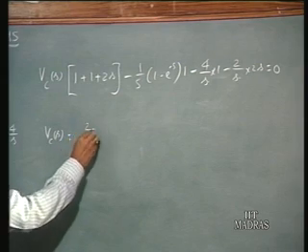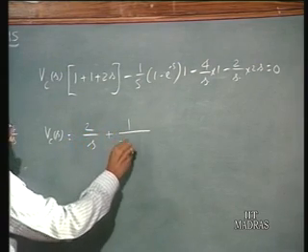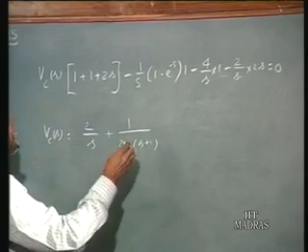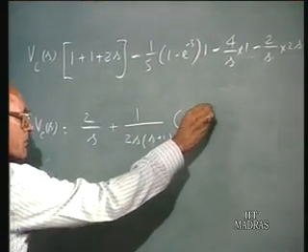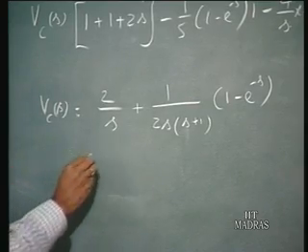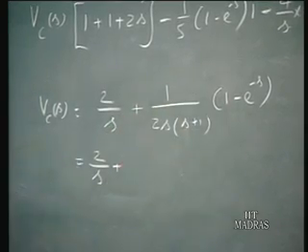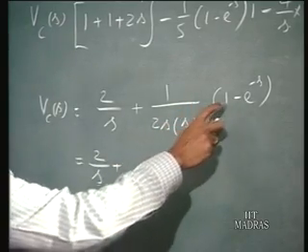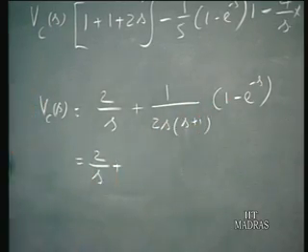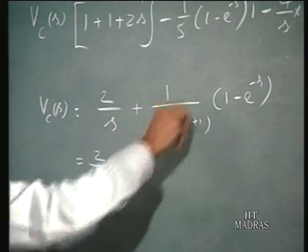2/s plus 1/(2s(s+1)) times (1 − e^(−s)). That is what it will be. So you can write this as 2/s and make the partial fraction expansion of this portion only, because later on we'll interpret how this 1 − e^(−s) reflects in the time domain. So we'll make the partial fraction expansion of this only.